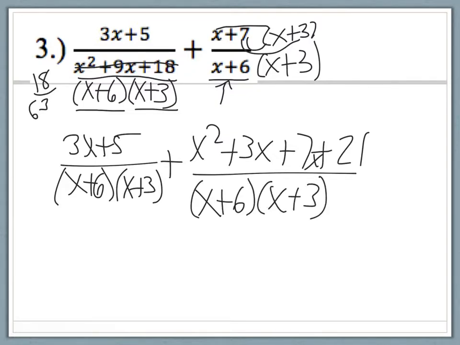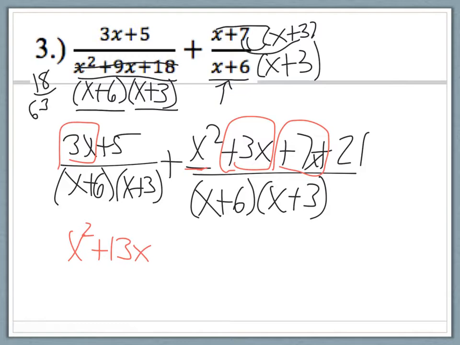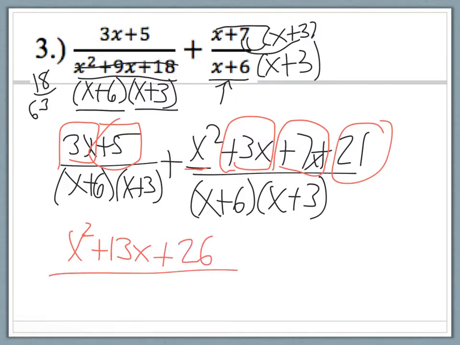Now that I have common denominators, I can combine like terms. I have nothing to match with the x squared, so I'm going to have x squared. Now I have a 3x, a 3x, and a 7x. Well, 7 plus 3 is 10, plus 3 again will be plus 13x. And then I have this 5 with this 21. 5 plus 21 gives me a grand total of 26. That's over x plus 6, x plus 3.